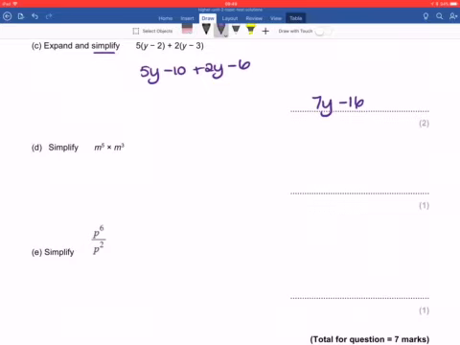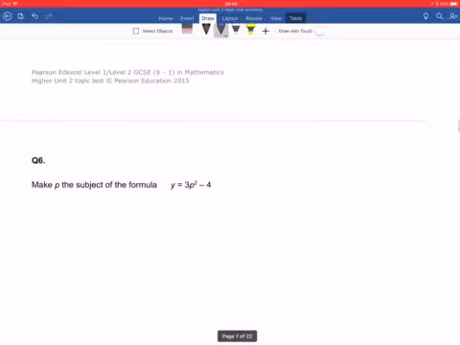Simplify, just add in the powers. So it's m to the 8 when we multiply. Simplify, when we divide, we subtract the powers. So it should just be p to the 4. These are lovely marks for you to get.